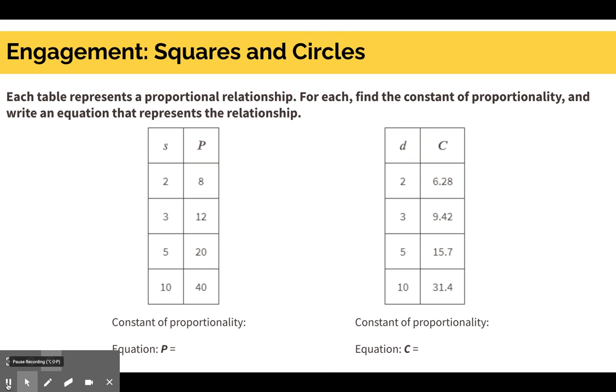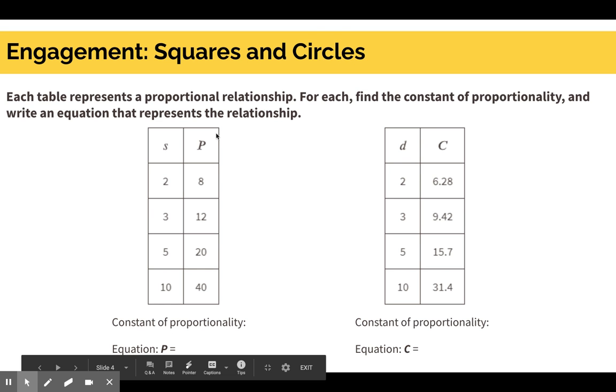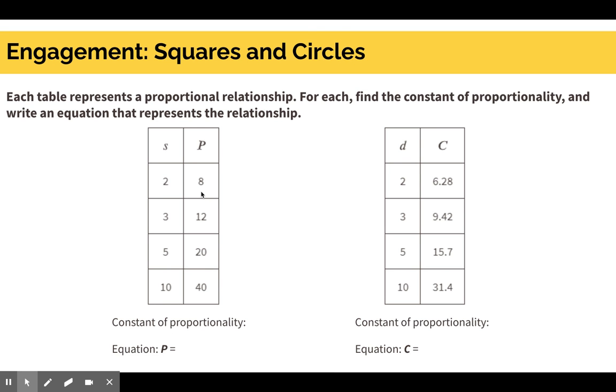So now that you all have shared, hopefully you realized that for the first table, your unit rate or your constant of proportionality was 4. Because if I look at the second column, all of these are just increasing by multiples of 4. So for 2, I have 8. 3 times 4 gives me 12. 5 times 4 gives me 20. 10 times 4 gives me 40. I multiplied all of my values for S by 4 to get the values in the P column.